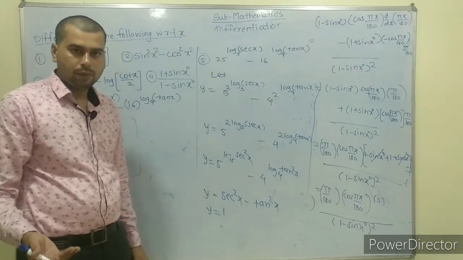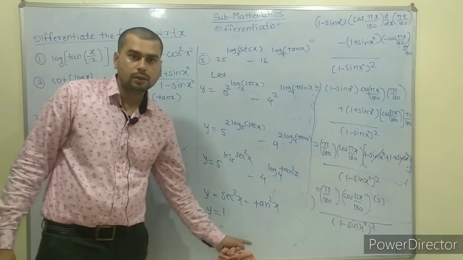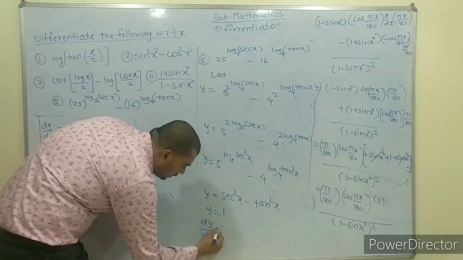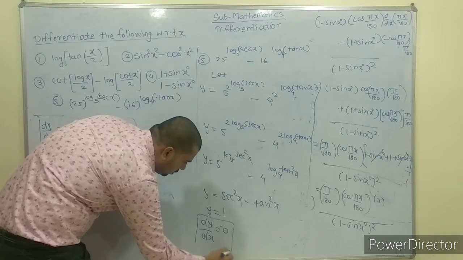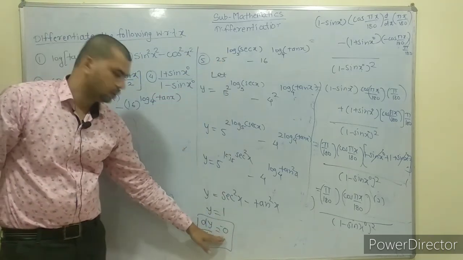And its derivative: y equal to 1 is a constant. So the derivative of a constant is 0. So dy by dx is equal to 0. So here the derivative of this function is equal to 0.